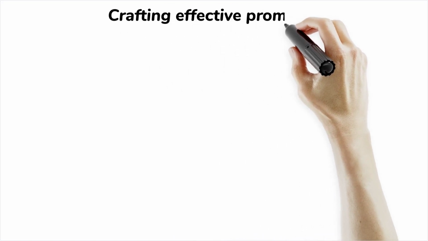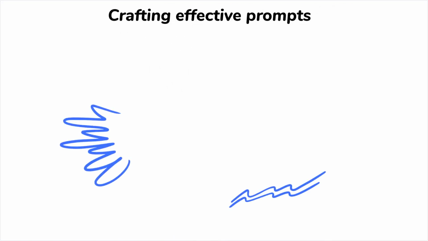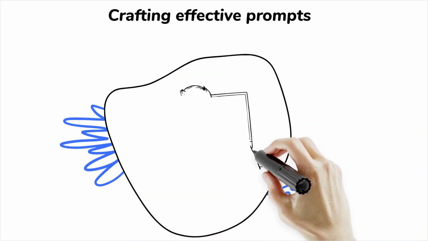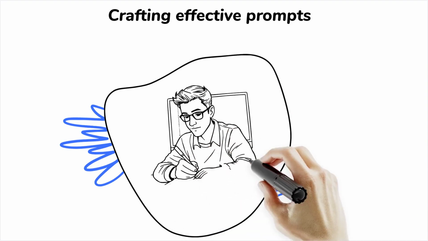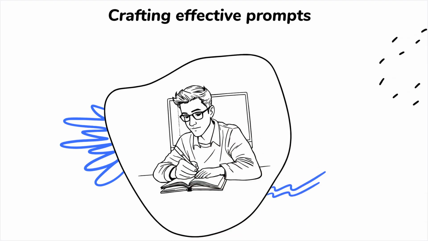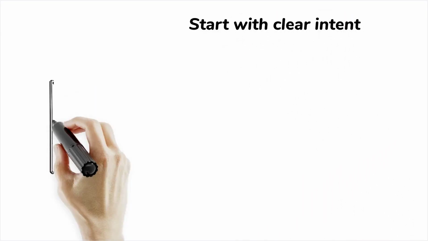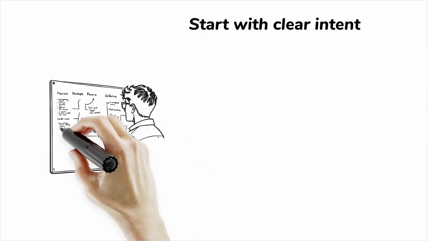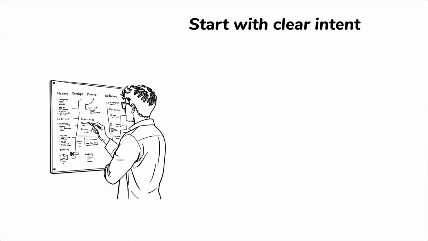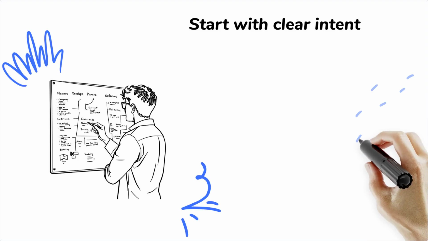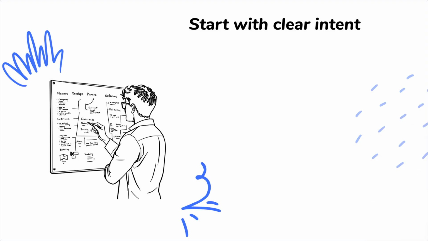Crafting effective prompts is both an art and a science. Whether you're working with LLMs like ChatGPT for code generation, debugging, or brainstorming, here's how to get the most out of your prompts. Start with clear intent. Define what you want the model to achieve. Generate a specific solution, explain a concept, or brainstorm ideas. For example, instead of asking, "Help me debug this code," try: explain why this Python code produces a key error and suggest a fix.